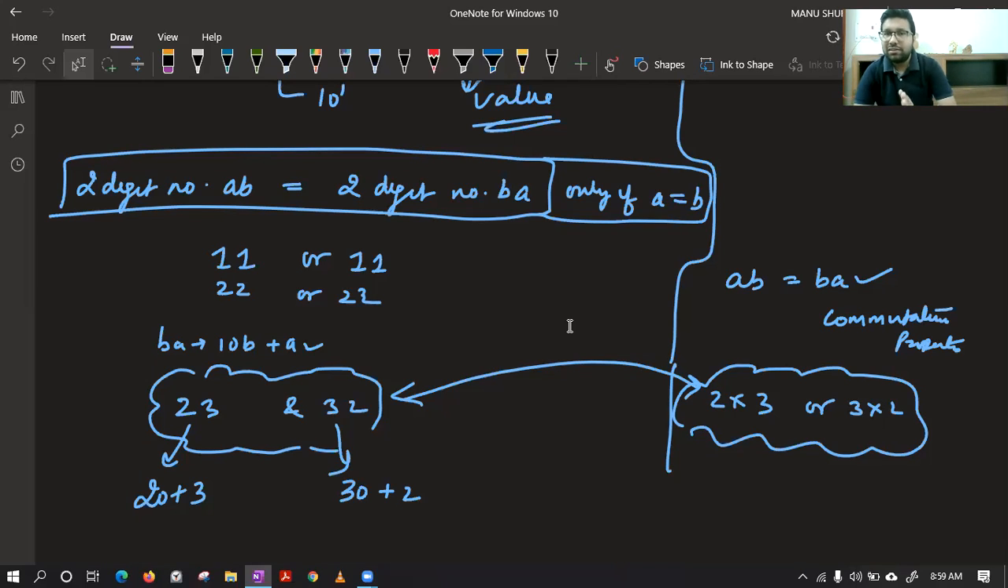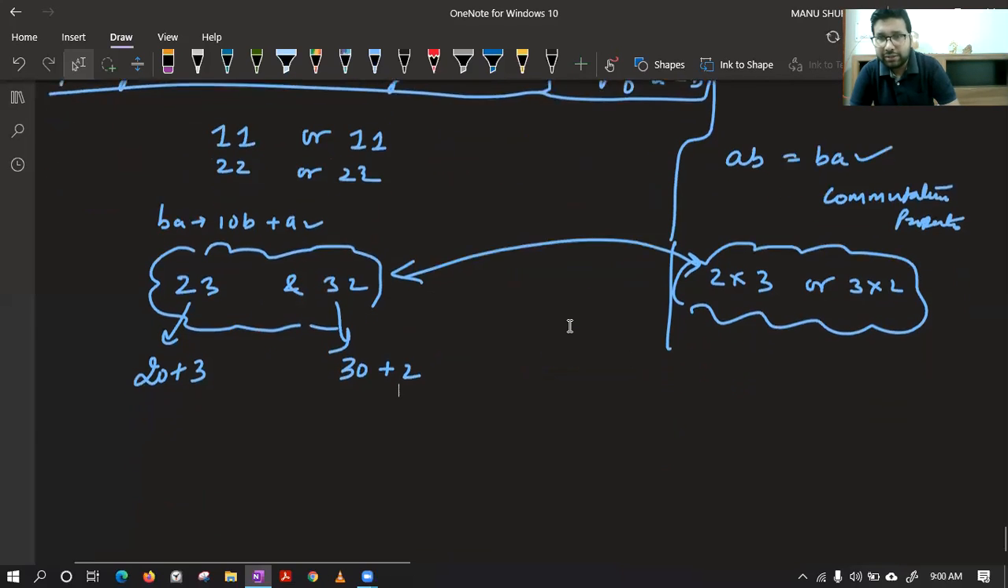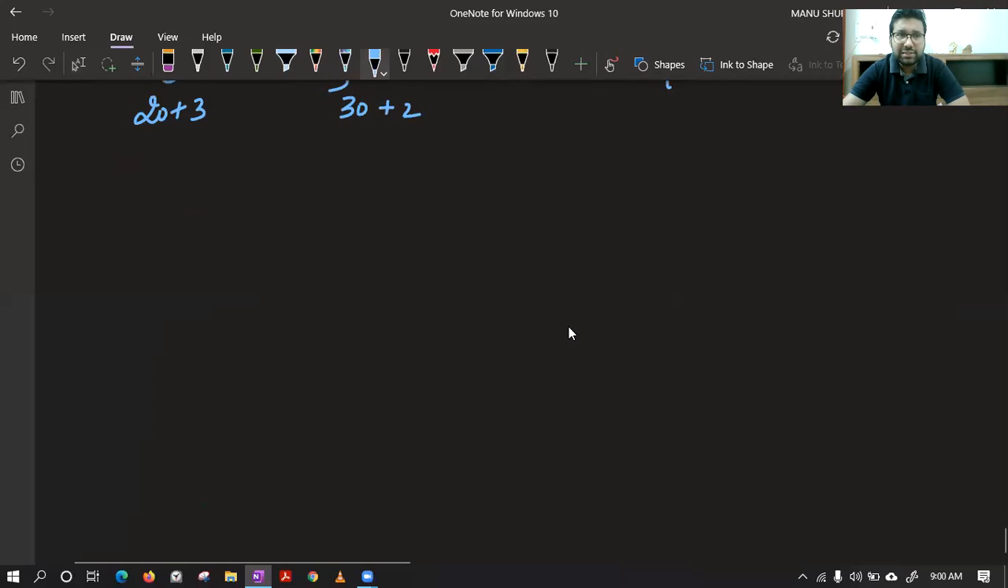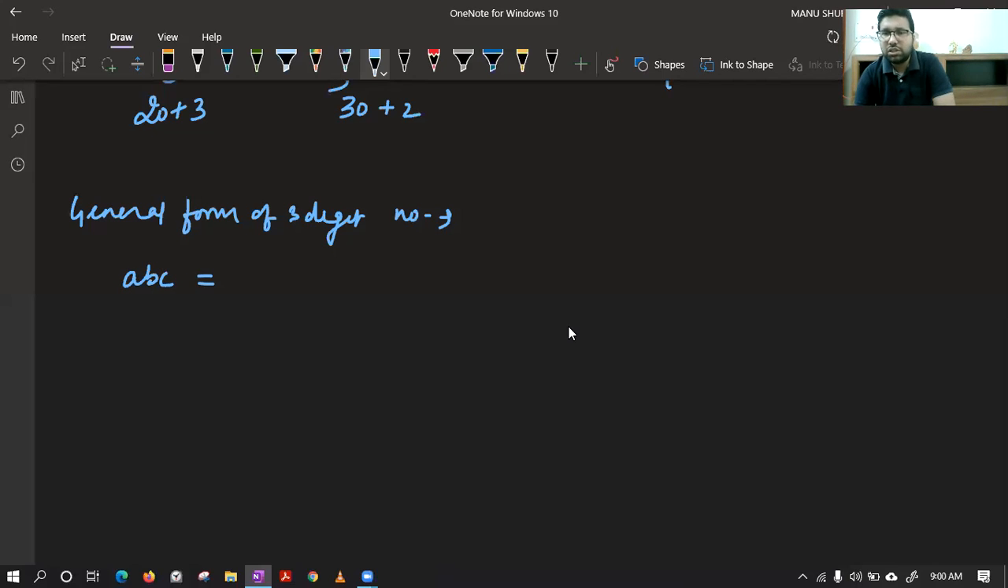Okay. So I think this concept is clear to you now. Only in the case when the digits are the same, like 22, 33, 44, 55, even if you reverse the digits, nothing will change. Okay. Now tell me one more thing. What is the general form of a 3-digit number? If you have a 3-digit number ABC, what will be its general form? Please tell.